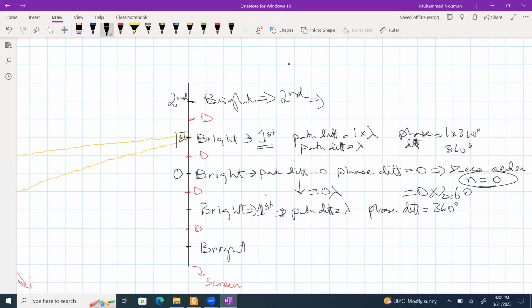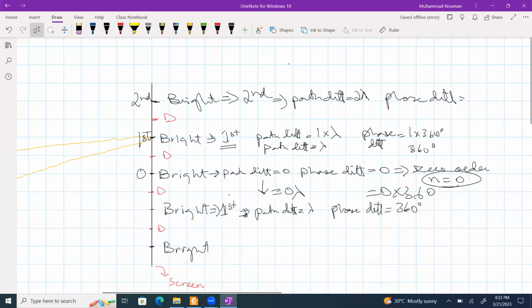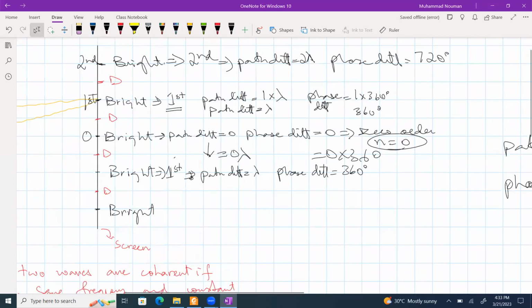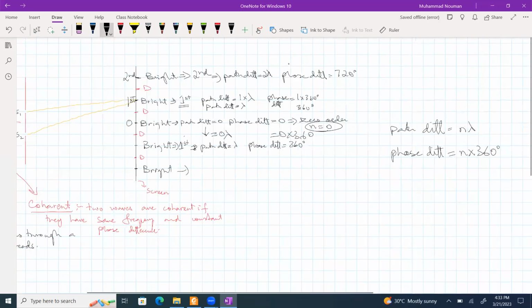Okay. Now tell me path differences. 2 lambda. Perfect. Path difference is 2 lambda. Phase difference? 720. Perfect. 2 times 360 means 720. Fine. And for this as well, same. Now, do I need to draw a few more, like third order, fourth order, fifth order, sixth order? They will be following the same pattern.